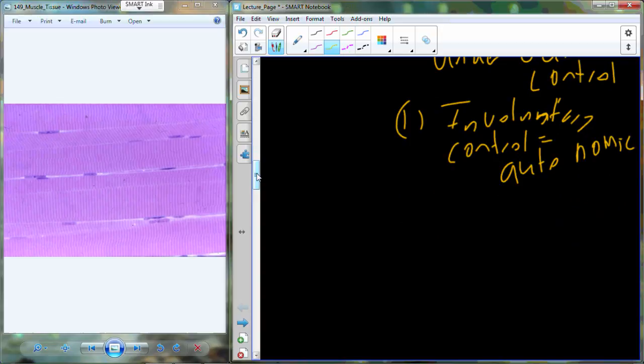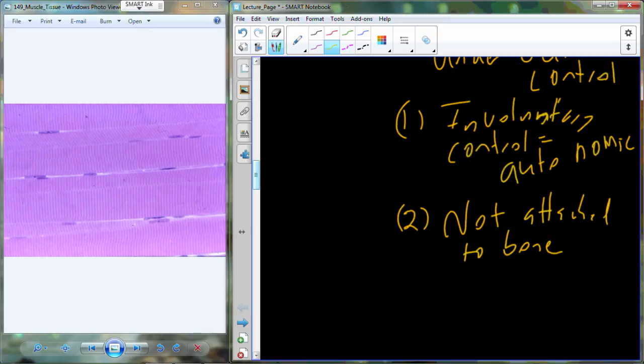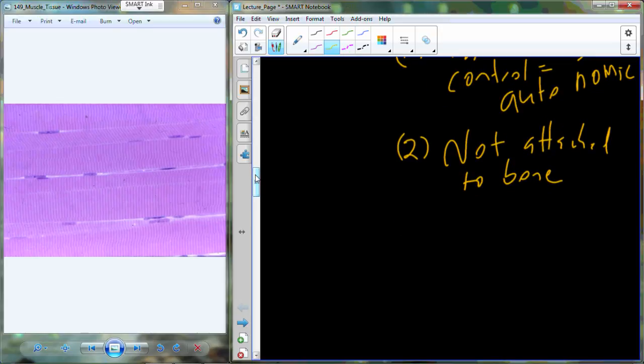And most of these involuntarily controlled muscles are not attached to bone. It includes things like the heart, the muscle of the heart, cardiac muscle, and muscle that we find in the digestive system, in the vasculature, in the reproductive system, and the urinary system that contracts and opens up lumens and passageways within those organs. So now we know that skeletal muscle is attached to bones, appears striated, and is under voluntary control.